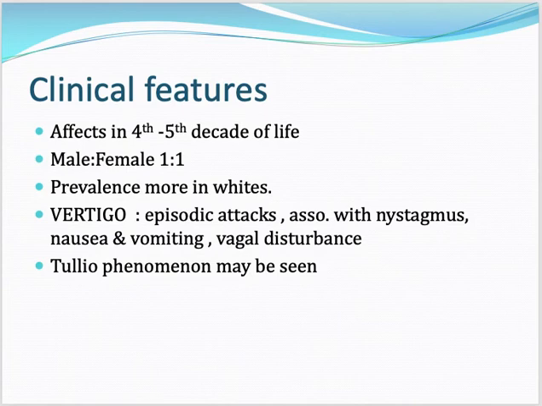Now, to talk about the clinical features, basically it affects people in the fourth to fifth decade. Over here the male and female ratio is written as equal, but there is slightly more prevalence in males than females. The vertigo comes on suddenly, abruptly, and the patient feels like they are rotating, and these attacks come in clusters.